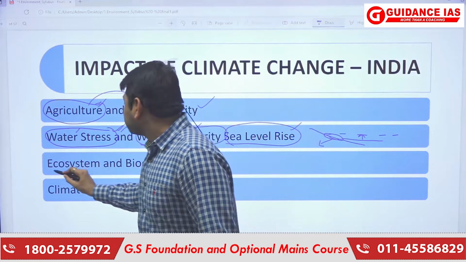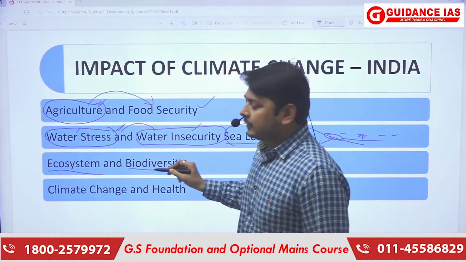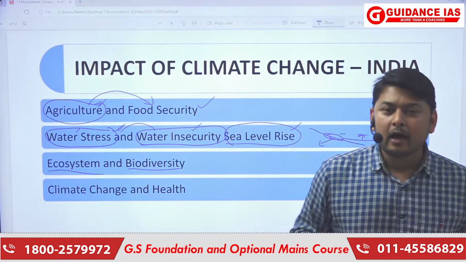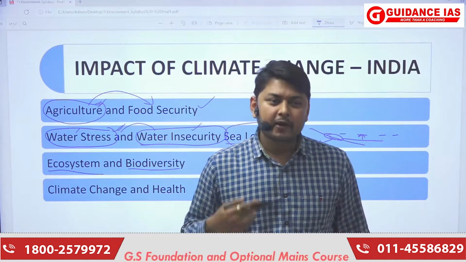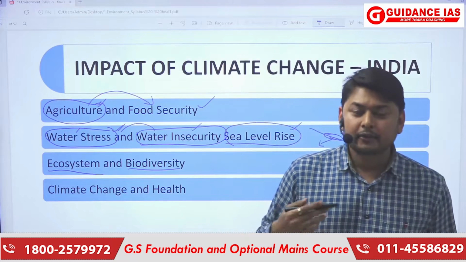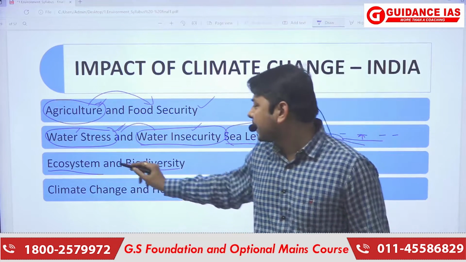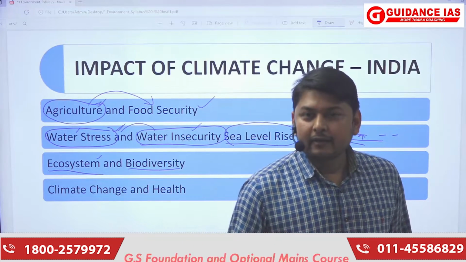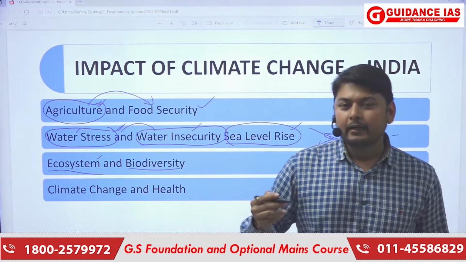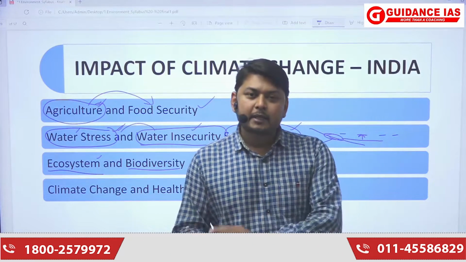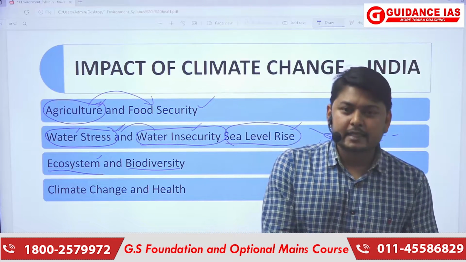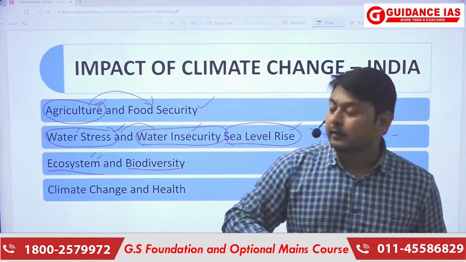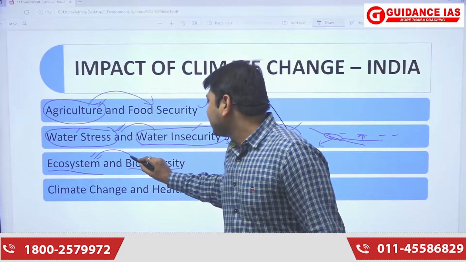The impact of climate change on ecosystem and biodiversity. We have seen examples of how the ecosystem changes, how there is stress on resources for animals, humans, plants, trees, etc. Because of that, the ecosystem is affected. If the pollution level is increasing, then the ecosystem is getting affected. If some kind of invasive species is increasing, because of that the ecosystem is again affected. It directly affects the biodiversity.